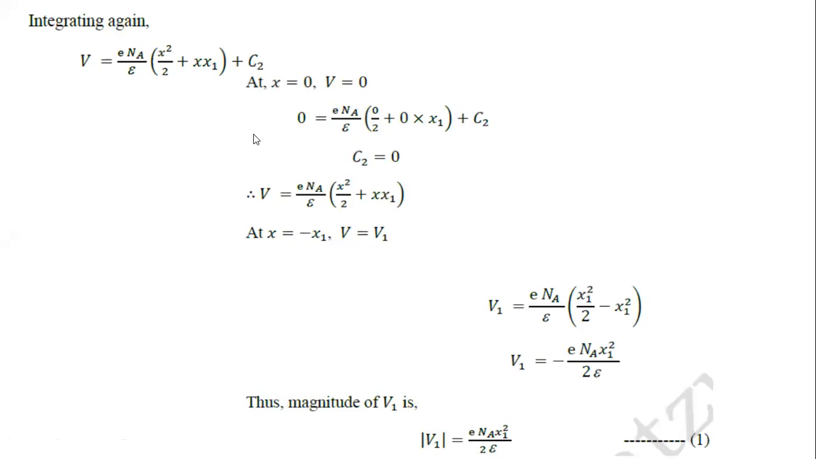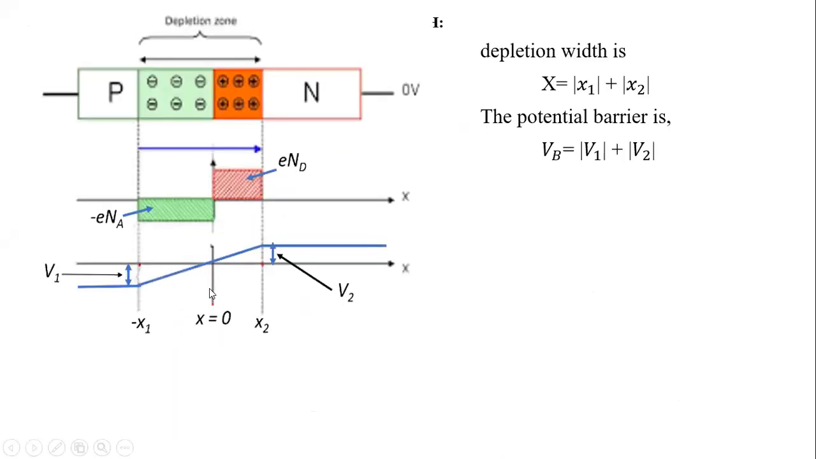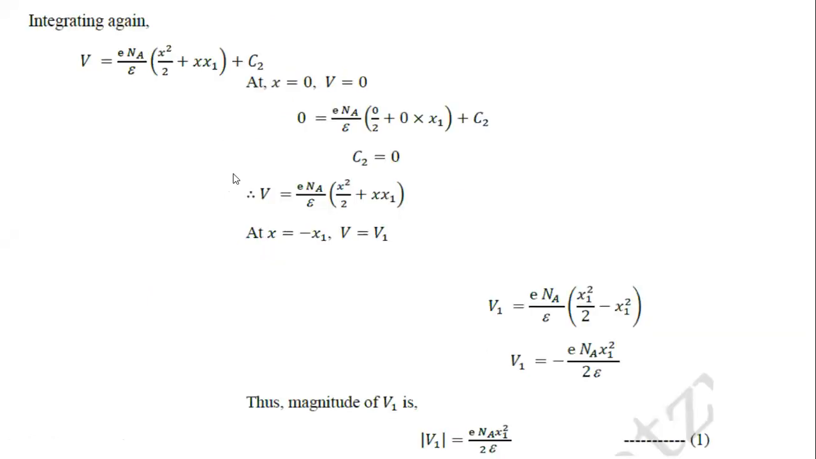Now again, at x equal to 0, if you remember the problem, I said that the potential is such that at x equal to 0, the potential value is 0. At x equal to x2, the potential value is V2. At x equal to minus x1, the potential value is minus V1. So at x equal to 0, the V value is 0. So you put the value of this, and after substituting, you will find that your C2, the second integration constant, is 0.